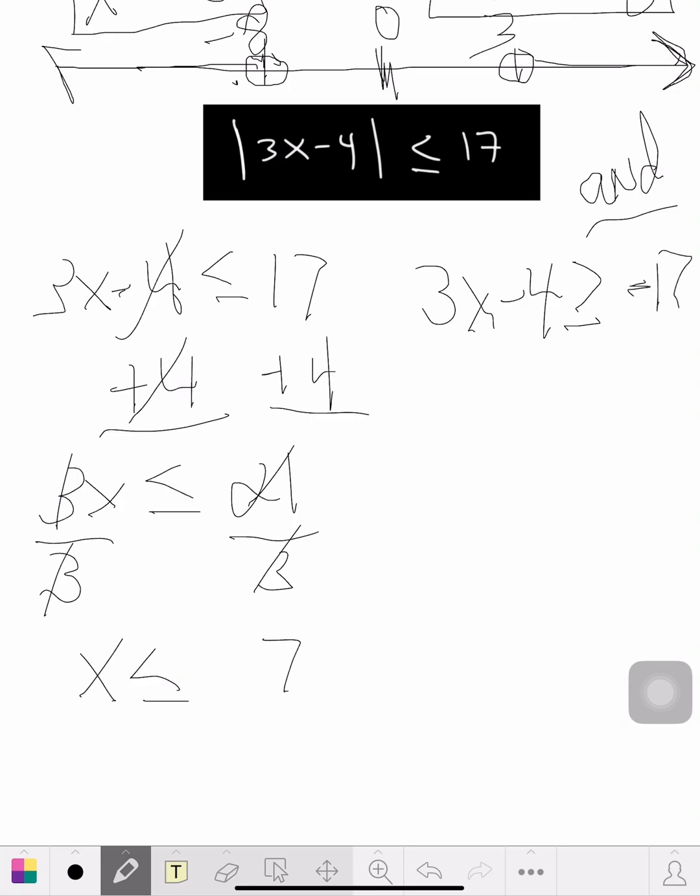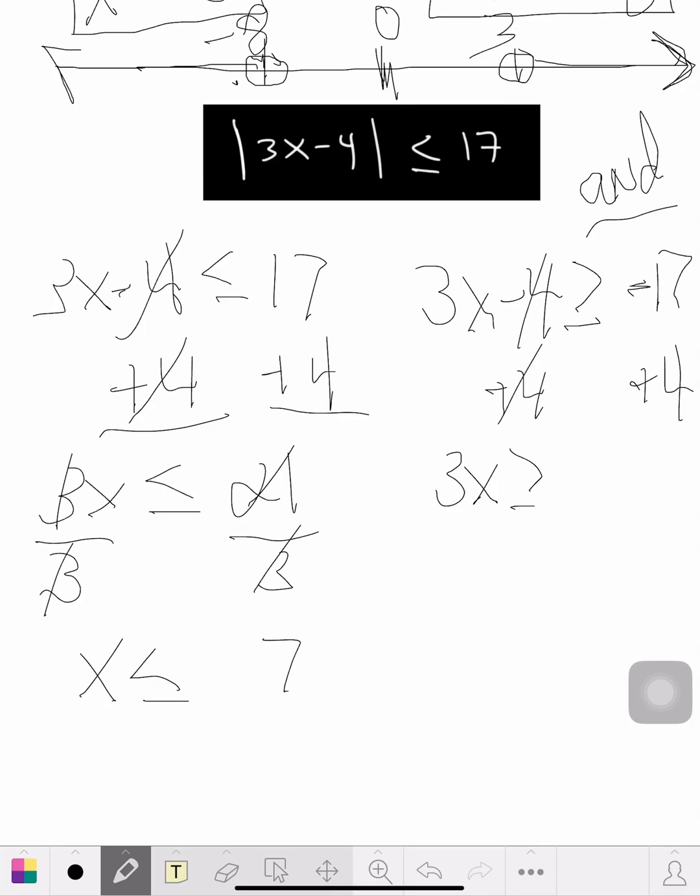Got to get the x by itself. So let's add 4 to both sides. Add 4. What we do to one side, we got to do the other side. 4. These two 4's cross themselves out. We bring it down. We got 3x is greater than or equal to.